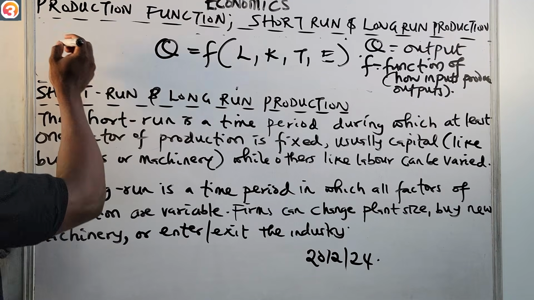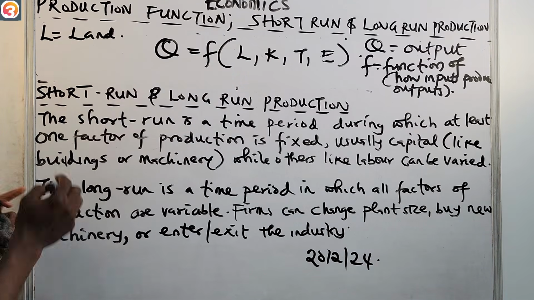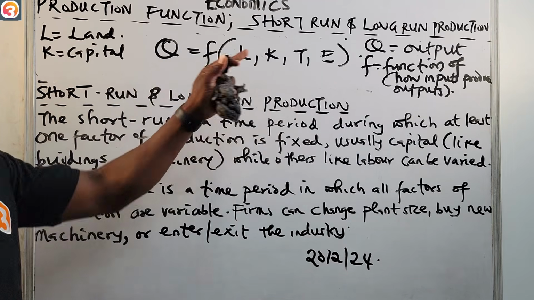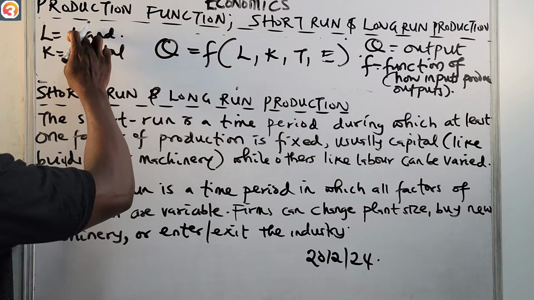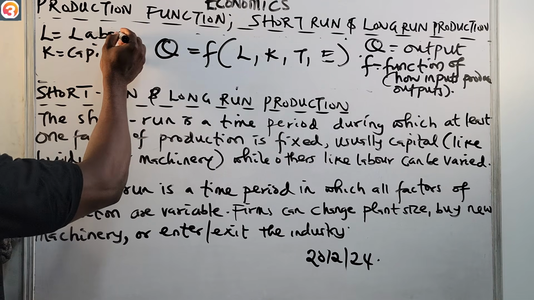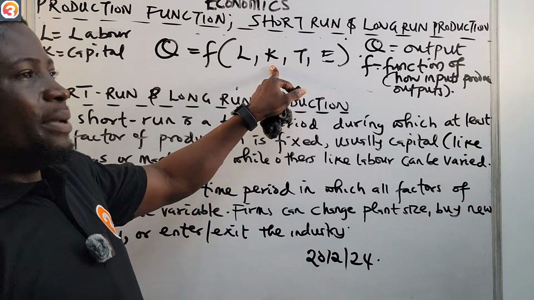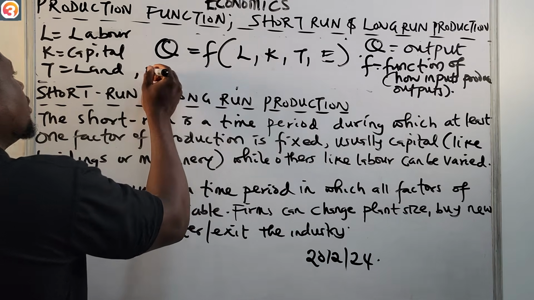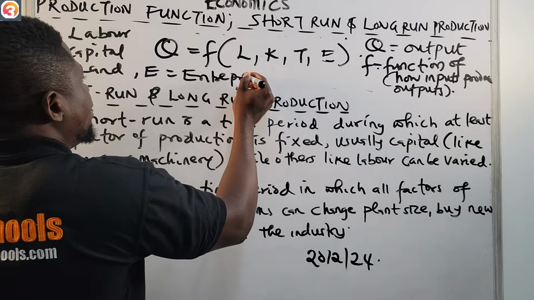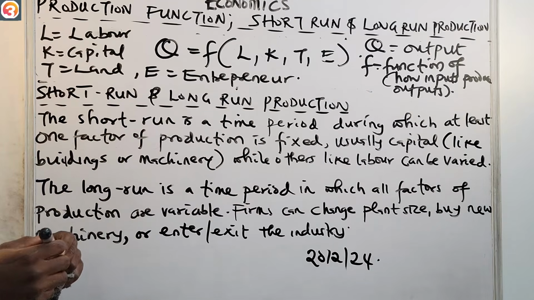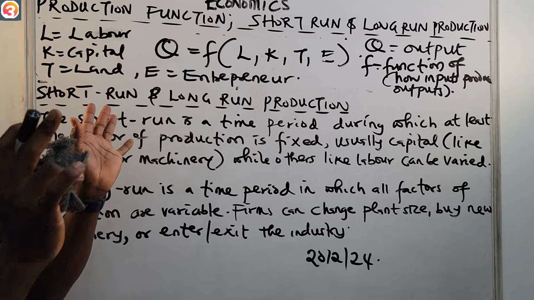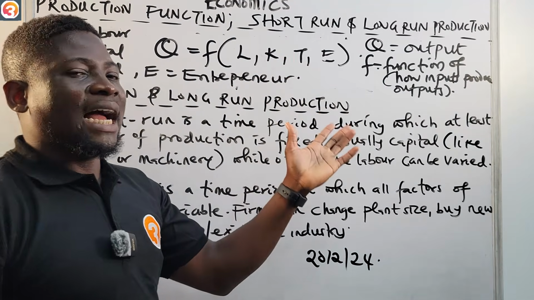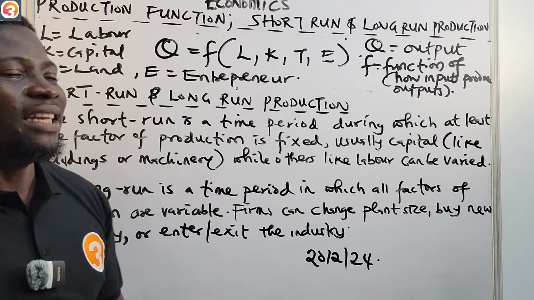Of course, L here means land. Please take note of that. K means capital. Sorry, L means labor. K means capital. T means land. And E is entrepreneur. So this is the general form of a production function. Q is a function of labor, capital, land, and entrepreneur, the factors of production.